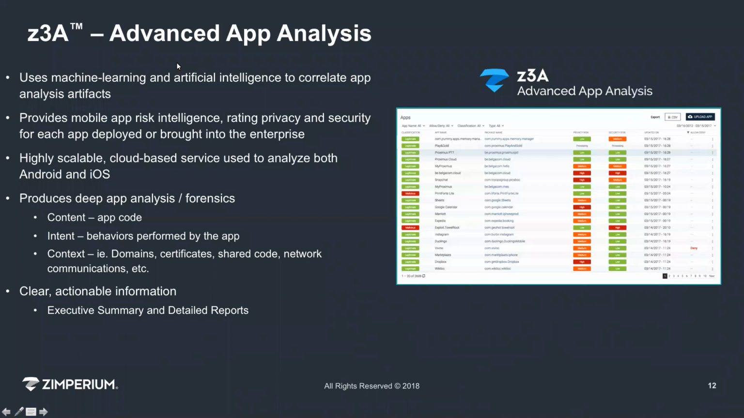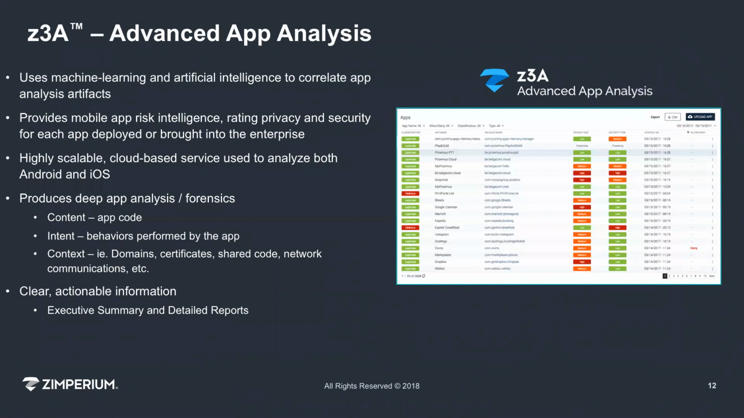So what we're going to take a look at is what we call Z3A, right? Z3A is advanced app analysis, and this is where you're going to take a look at, interrogate all the apps in your environment. You can see on the right-hand side, there's a list of apps. You can look at privacy risk, security risk, the app name, what build it is and whatnot. What other type of information is provided, Ken, by doing this app scanning?